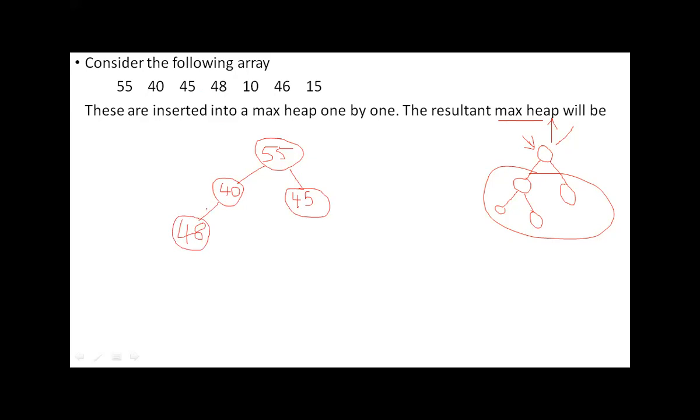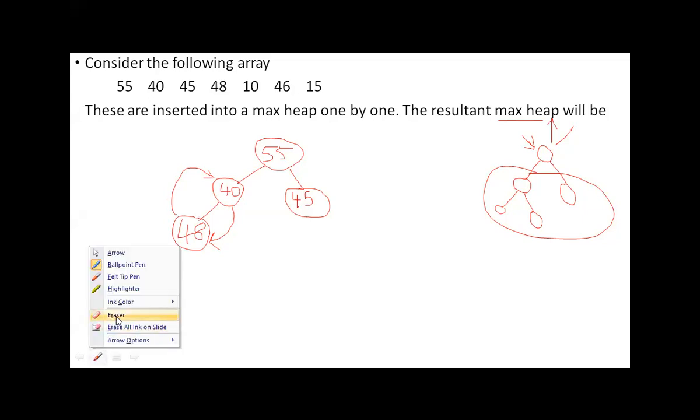So when such a condition arises, what do you need to do? You need to interchange the parent and the child here. That means 48 should go here and 40 should come here. This is called heapifying. So you need to perform the heapify operation. Interchange these two nodes here.